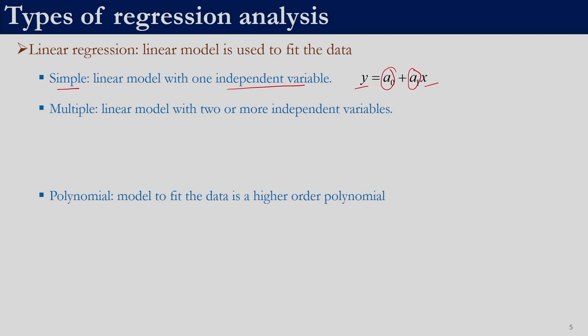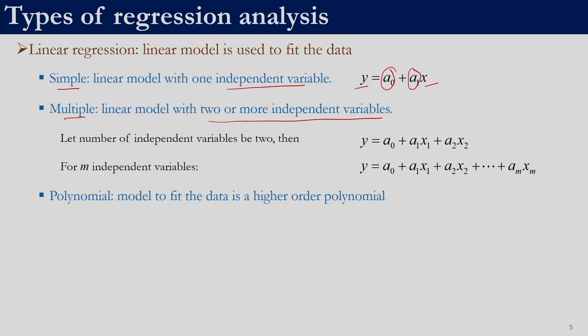Now when we say it best fits the data, we'll have to define what is best, right? So that we'll do in subsequent discussion. In multilinear regression, we have two or more independent variables. Remember, the dependent variable is still y. So for example, here we see y is equal to a0 plus a1 x1 plus a2 x2.